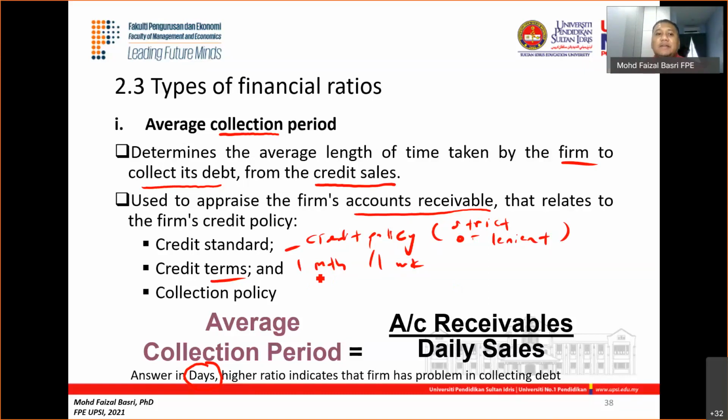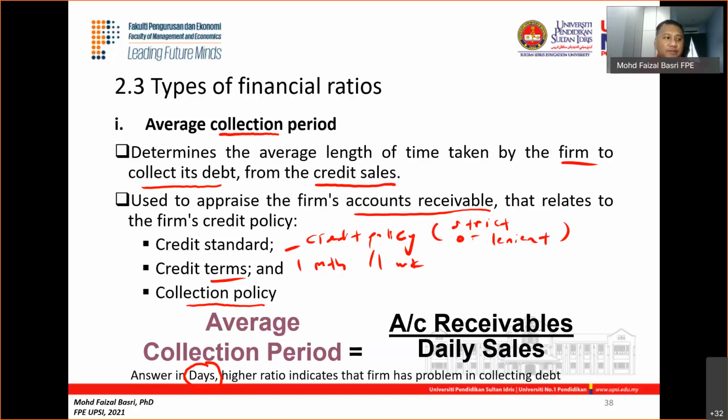That's number 2. And lastly, the collection policy. How you follow up, how you chase your customer to pay. Again, this goes back to whether you are very strict or lenient. If you are strict, then your collection might be faster. But if you are too lenient, then your customer might delay the payment again. So the faster you collect, obviously the smaller the amount of account receivable and vice versa.